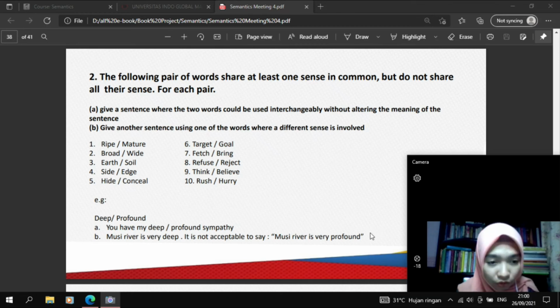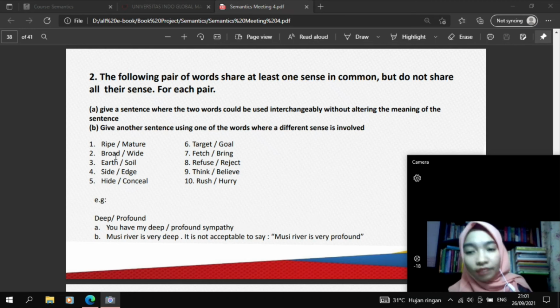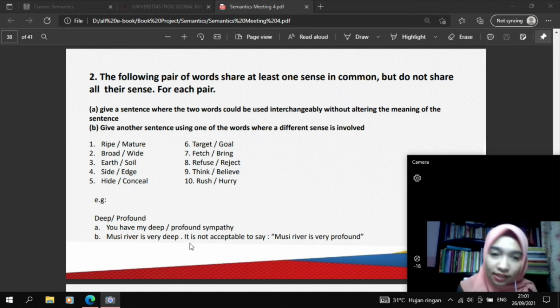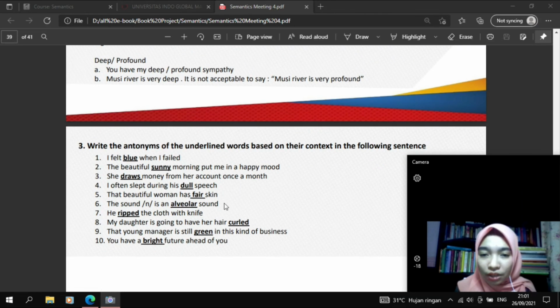Okay, so what you have to do is make two sentences that can accept both of the synonyms, but also make one sentence that cannot directly accept both of them. Like ripe and mature. Make a sentence that can accept ripe and can accept mature, but also make a sentence that cannot accept both of them.